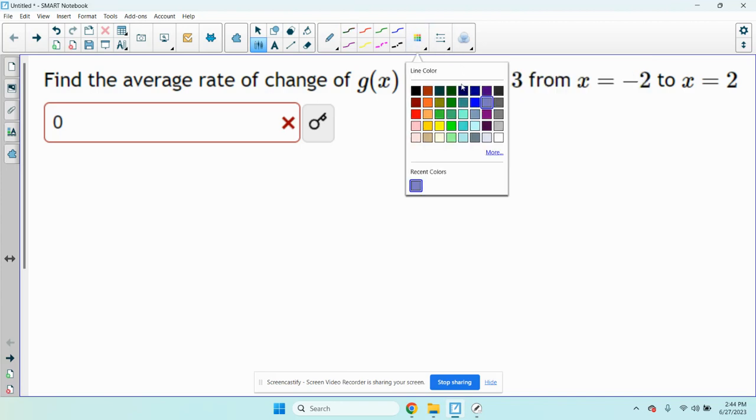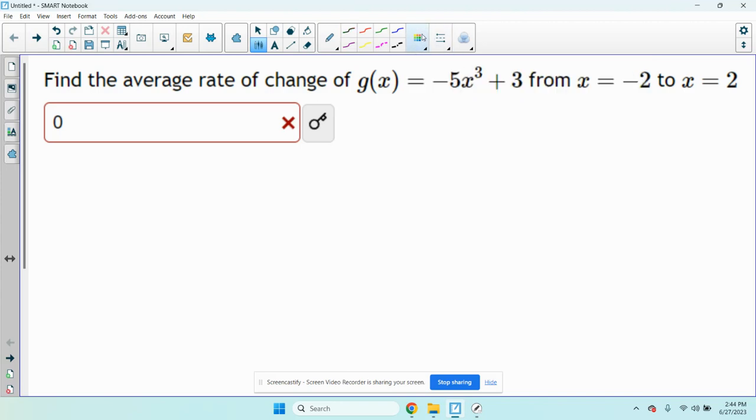Okay, I think most of the problems that you had issue with were dealing with average rate of change. So we'll just go through each of them one by one. This is: find the average rate of change of this function from x equals -2 to 2. The formula for average rate of change, we'll just call it ARC, is going to be f of x2, which we'll call 2, minus f of x1, which is -2, all over 2 minus -2, x2 minus x1.